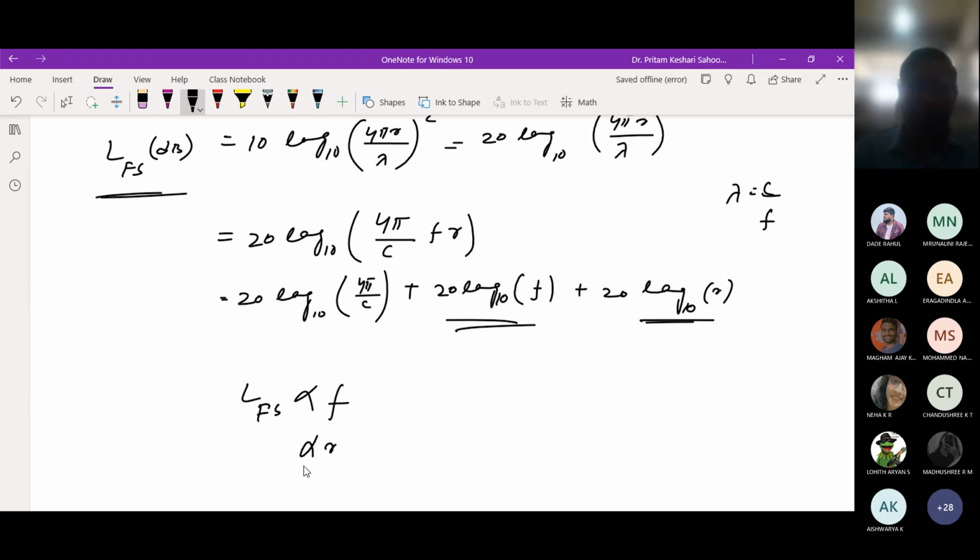Okay, so with this we have completed the free space path loss, and I will share the notes of this section. If you have any question, then we can discuss.